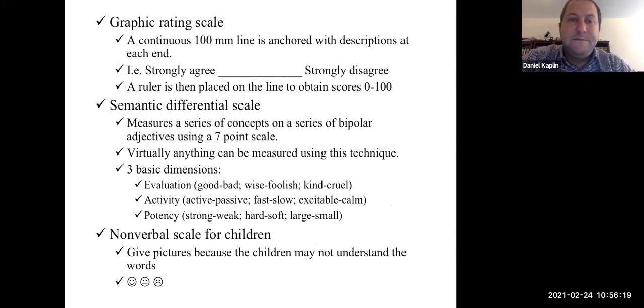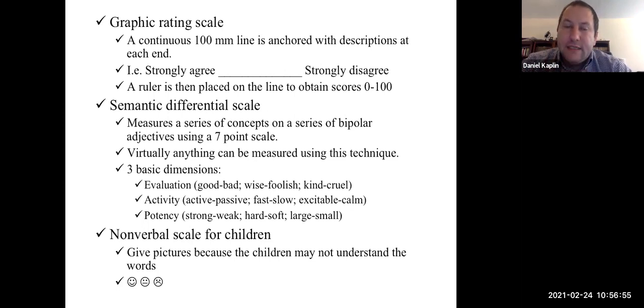Now, there are other ways to visually depict your answers or response choices. So you can have what's called a graphic rating scale, which is just a line that's 100 millimeters long, and you have the endpoints labeled, and you can have 0 to 100, and wherever they put the X on that line, if they put it on the end, it's 0, right? If they put it on the other end, it's 100. And wherever they put it in the middle, it will be whatever that number is, whatever millimeter it's at. So you can get scores from 0 to 100 because of that.